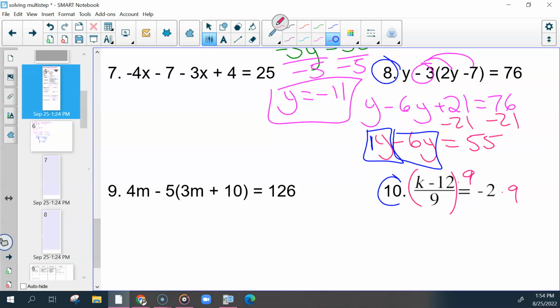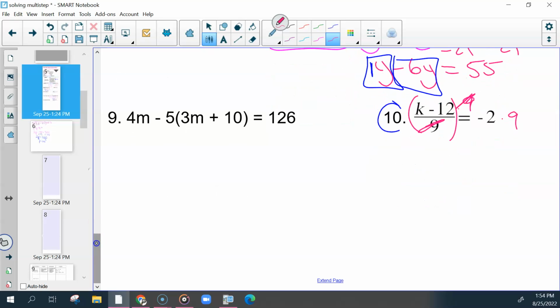Instead of distributing the 9 to everything as we did before, I'm just going to say this 9 and this 9 cancel. So we have our k minus 12 equals negative 18. And then it becomes a lot simpler. So now we can just move 12 to the other side.